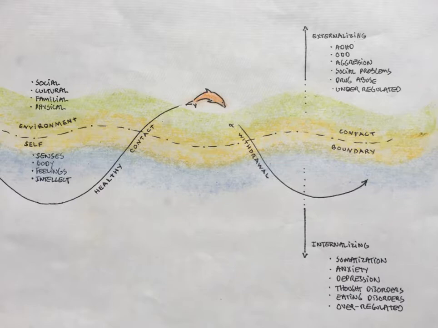On the bottom of the graphic is internalizing disorders. Somatization, anxiety, depression, thought disorders, eating disorders. These are examples of being overregulated, overly constrained, not good contact with the environment. On average, girls struggle more with these, and I'm not saying that people across all genders don't struggle with all of these, but on average, we know that more girls struggle with internalizing disorders.